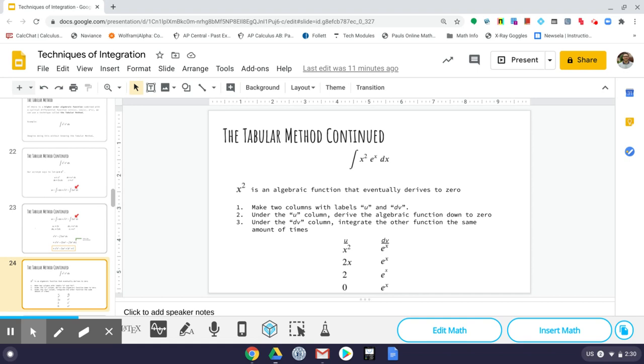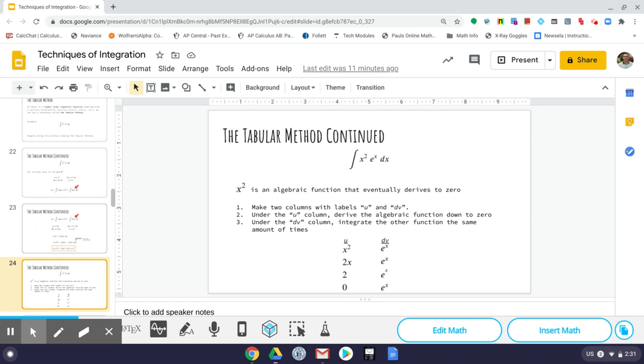What I'm going to do, this is how the tabular method works. I'm going to make two columns. I'm going to make one labeled u and one dv. So that's actually not much different than what we would do normally, right? And that acronym that we talked about still works. I'm still going to make that easier function equal to u. So in this case, x squared is going to be equal to u. Under the u column, I'm going to derive that algebraic function all the way down to 0. All right, and I want to go, because I can't go any further with it.